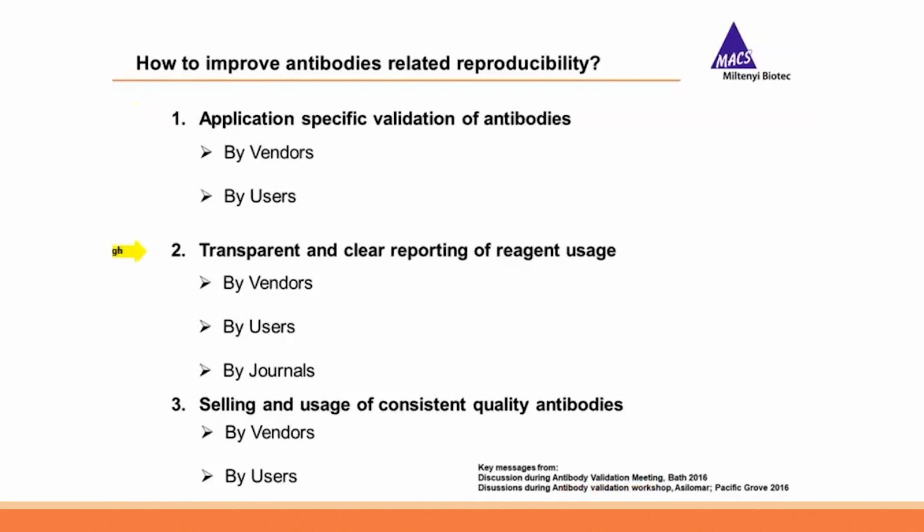Transparent and clear reporting of reagent usage, that is, for example, the titer, the protocol, the concentration, or any kind of variability or differences that might happen as compared to the vendor when a user is establishing their own protocol. The final and the most important aspect, which will be the focus of the rest of the webinar now, is use of consistent quality antibodies. And this brings to the point that it doesn't matter how much effort is spent in establishing a consistent protocol or usage, unless the starting clone and the antibody itself is of highest quality and consistent in performance, there will always be a probability that you will introduce variability within your analysis.